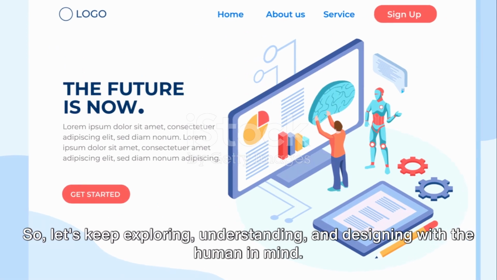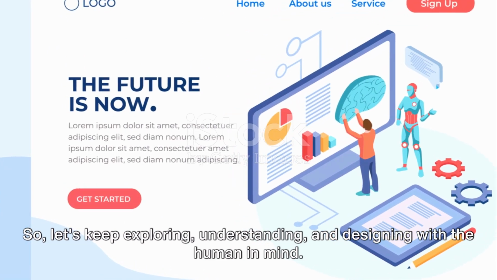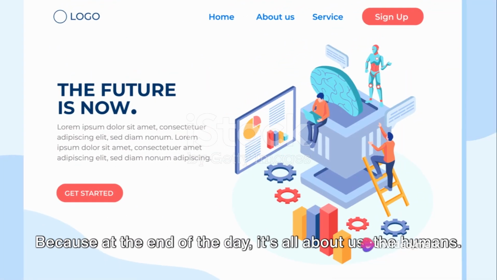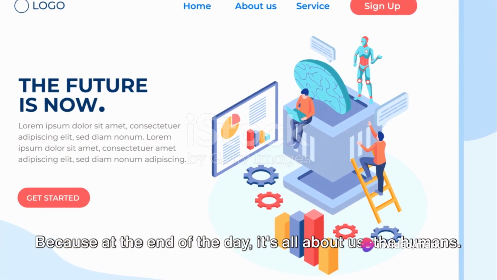So let's keep exploring, understanding, and designing with the human in mind. Because at the end of the day, it's all about us humans.